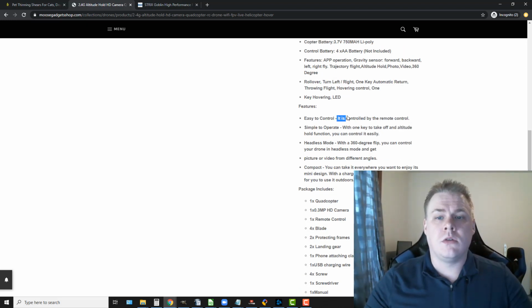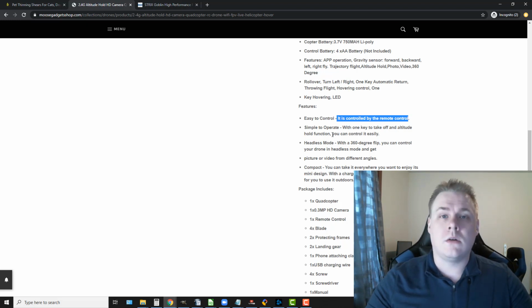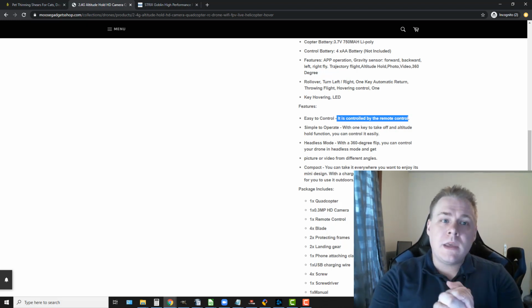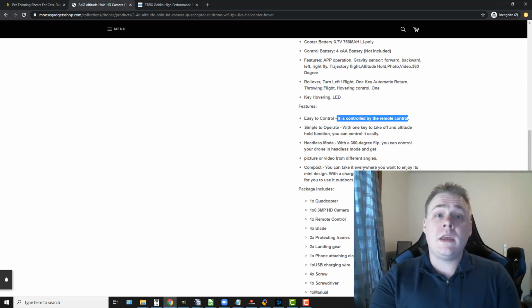Features: easy to control. It's controlled by a remote control. Okay. Simple to operate. With 1 key to take off and altitude hold functions, you can control it easily. Oh, okay. Nothing about this is me in the park with my son playing with a drone, or me, a grown-ass man, by himself in the park playing with a drone.